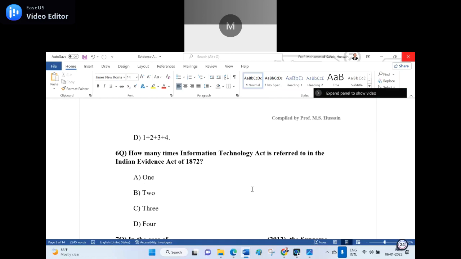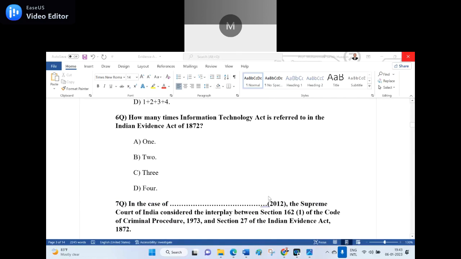Wrong. Option D, option 4. B, 2, sir. It is 4 times introduced. So the right answer is option D, 4. D, sir, Information Technology Act. It is introduced 4 times in the law of evidence.